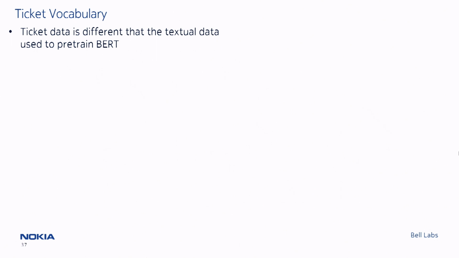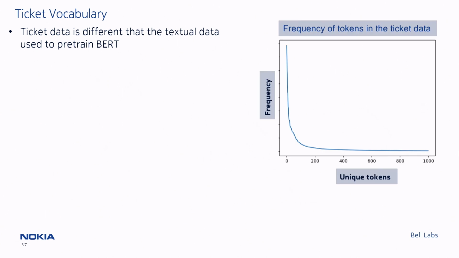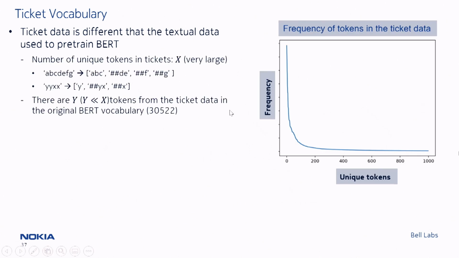As I mentioned before, the ticket data is completely different from the textual data that is used to pre-train BERT. Here I'm showing the frequency of tokens in the ticket data, only the top 1000 tokens. As you can see, the frequency drops very quickly. Suppose that there is a number of unique tokens in tickets, and we denote this number by X. Usually X is very large.